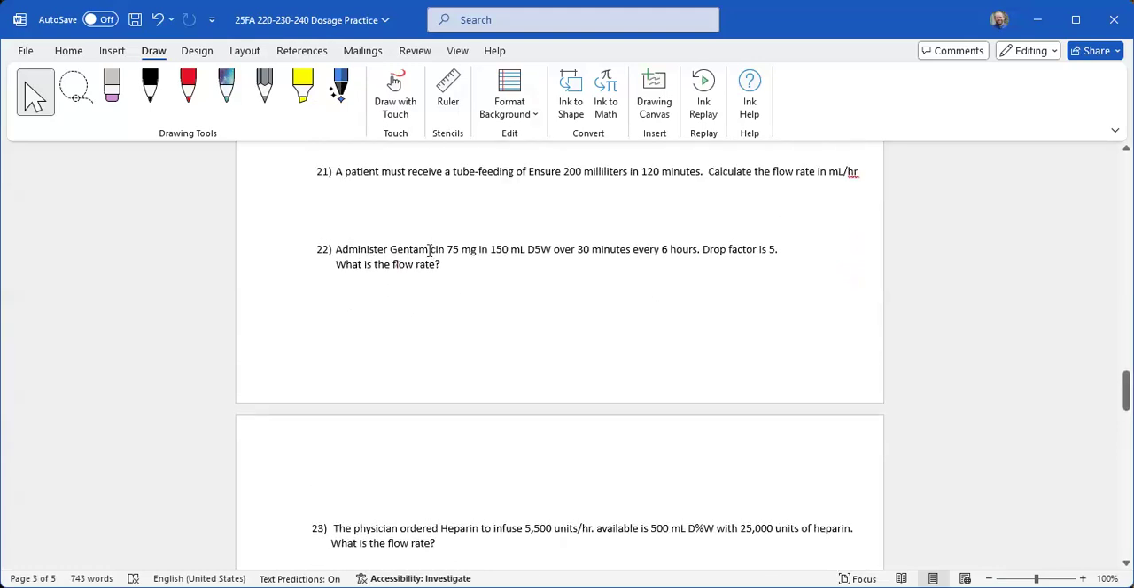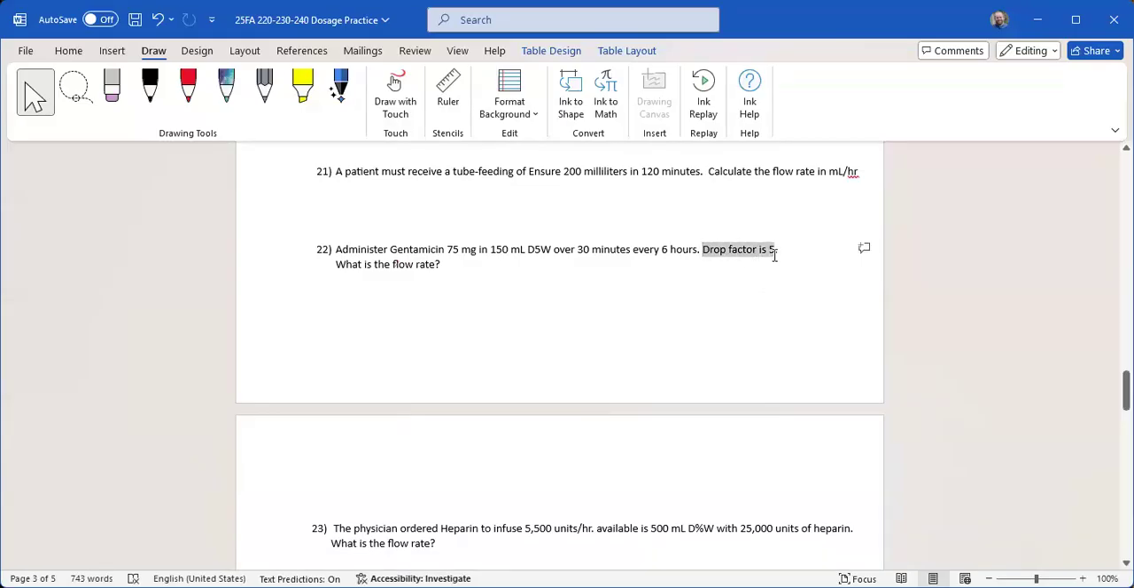Okay, here. Since I mentioned drop rate a couple times, let's work through this question about gentamicin, where it gives us a drop factor. Now it just tells us the drop factor is 5. I don't know how you're going to see it on your test. I think I put that in there like that because I know that you're responsible for knowing what these different things are.